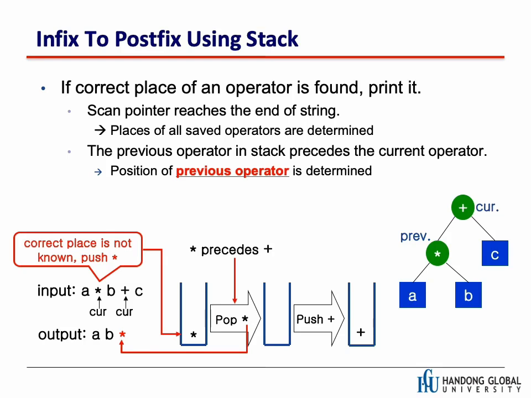It means we have something like this: A star B plus C. When we meet the star, definitely we push, because we don't know the right side. We might have some parentheses or whatever. So we just push. Then we print out B, and then we meet the plus. We want to push this plus, but when we check the top operator of the stack, it is a star, and star is higher than the plus. So instead of pushing the plus, we pop first. We pop the star operator and print it out, and then we push the plus operator. Then we print out C, and we are done. Then we pop one operator at a time from the stack and print it out. That's how we get A, B, star, C, plus.